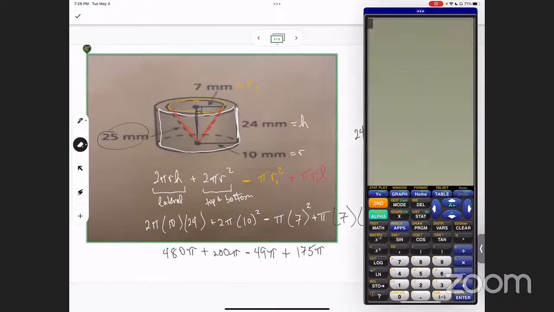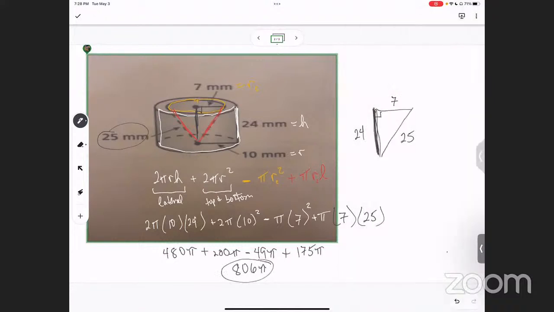So take my calculator out. So 480 plus 200 minus 49 plus 175. So you got 806 pi. All right, got how that works?